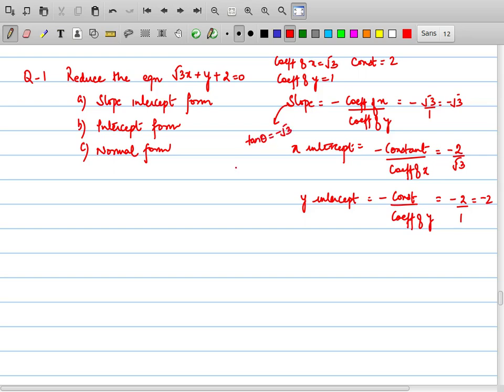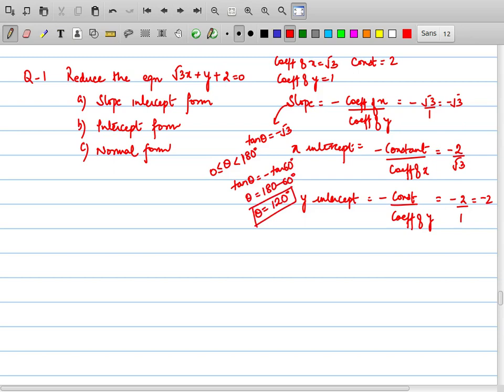Tan theta is negative. Theta lies between 0 and 180. Therefore, tan theta is root 3, which is tan of 60. And there is a negative sign, therefore theta lies in second quadrant, therefore theta is 180 minus 60. Therefore the inclination of our line is 120 degrees. Slope is minus root 3, x-intercept is minus 2 by root 3, y-intercept is minus 2.